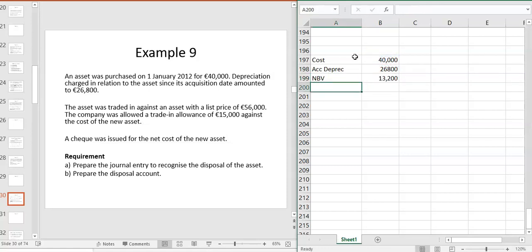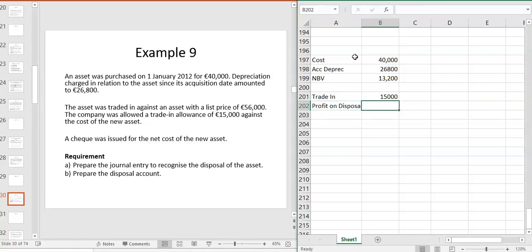So our net book value is 13.2. It was traded in against an asset with a list price of 56, and the trade-in allowance given was 15,000. And the check was issued for the net cost. Right? So essentially what we're saying here is you're trading in an asset that you have in the account at 13.2 for 15,000. That is a gain. That's a profit on disposal.